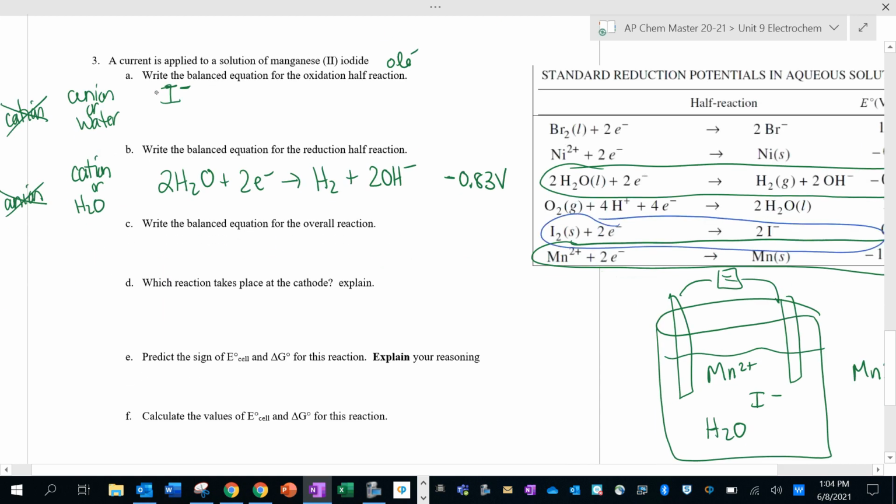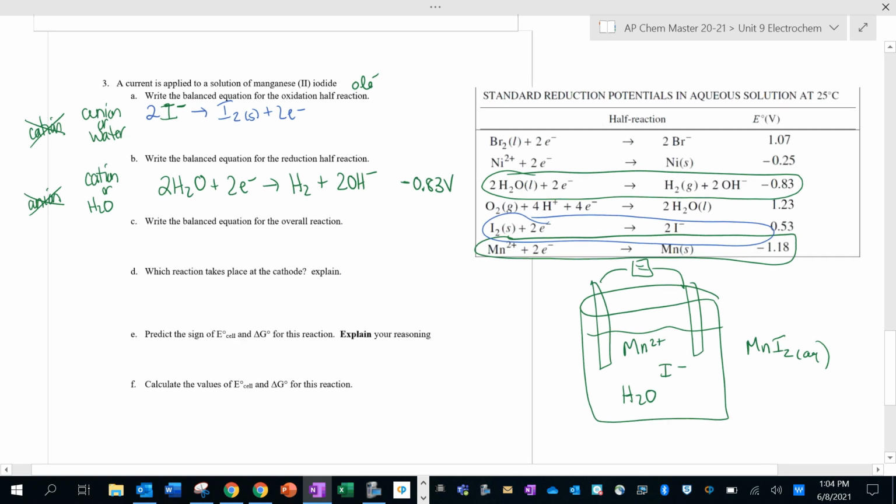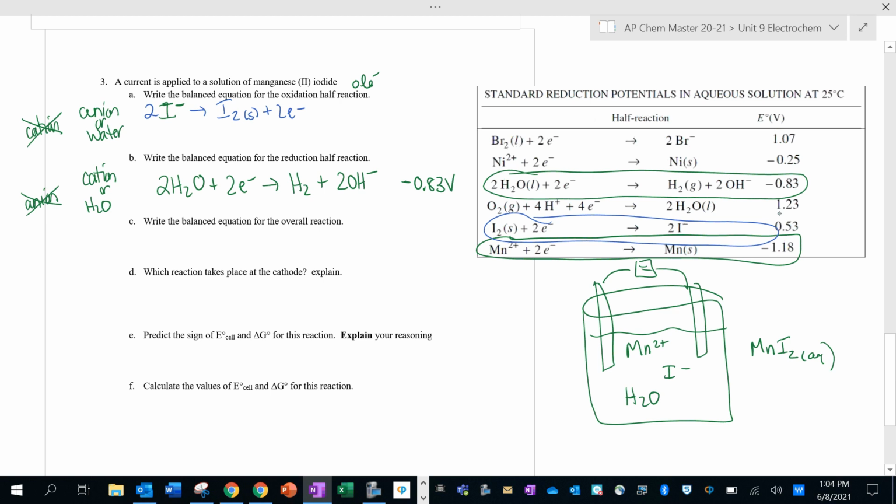We can't see the whole thing, but when you flip this around, it's two iodide ions turn into I2 solid, and they generate 2 electrons. And when we flip this reaction around, it flips the sign. So this reaction has the oxidation potential of negative 0.53. I flip it around to become an oxidation, so I flip the sign.